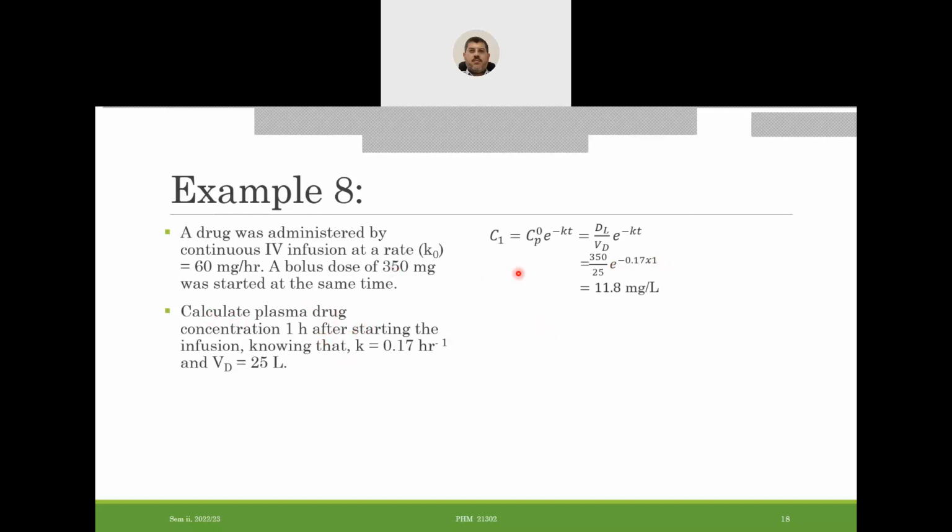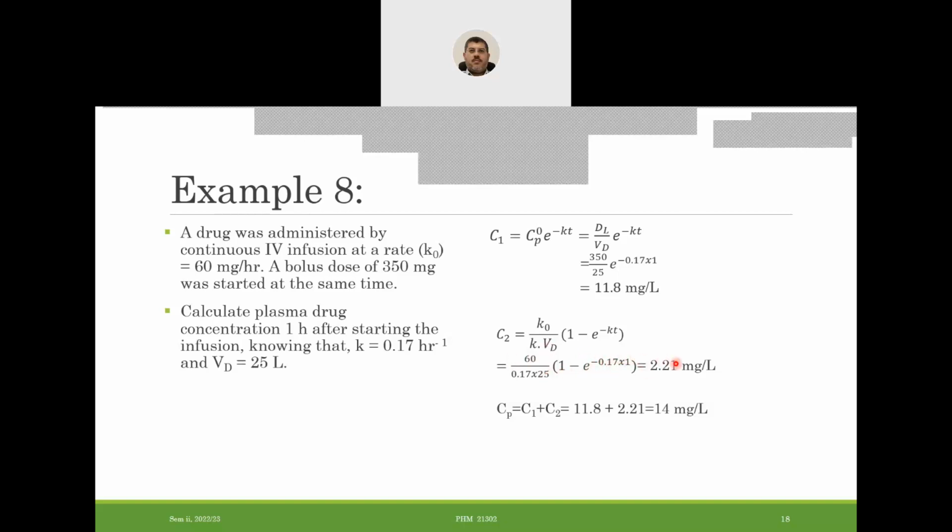So here the concentration resulting from the bolus dose is equal to 11.8 milligram per liter. From the infusion, we follow the equation of the infusion: infusion rate divided by K times Vd, times 1 minus e exponent of negative Kt. We replace the values to give 2.21. The concentration at this time point is equal to both levels, 11.8 plus 2.21 milligram per liter.